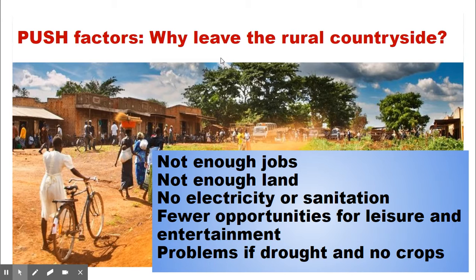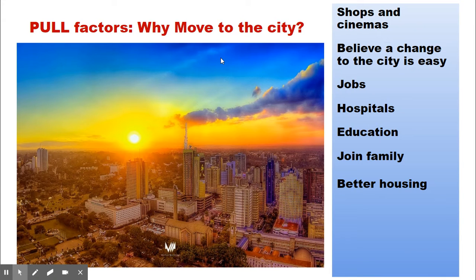These are things that are pushing people away from the countryside. These are just some of the things, there's more. And then the pull factors. So these are the opposite side of these things. The pull factors are the reasons that people are attracted to the city. Shops and cinemas.